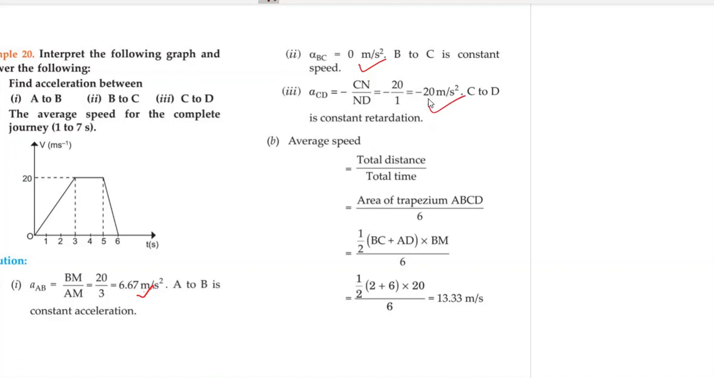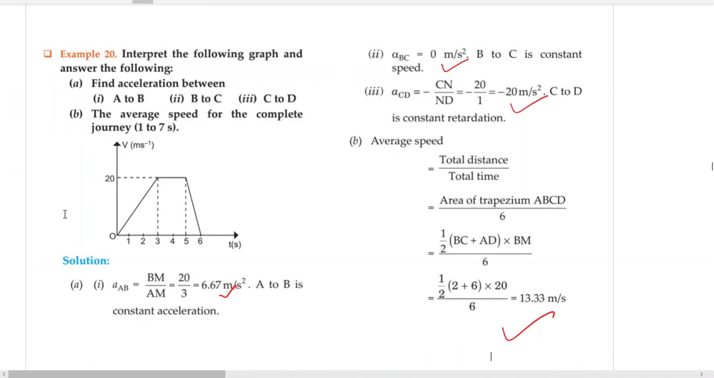See, I told you the magnitude of retardation is higher than the magnitude of acceleration. And average speed, as I showed you, total distance upon total time, is 13.33 meter per second. I hope all your answers are correct. If your answers are not correct, please try again with the method which I showed you, because it is exactly the same method.